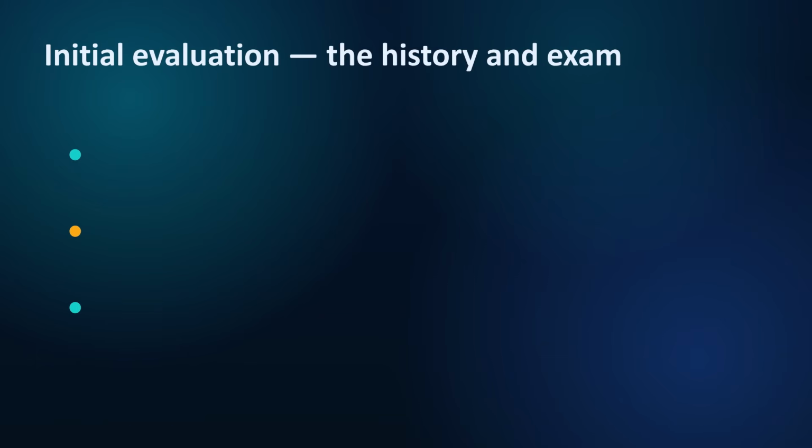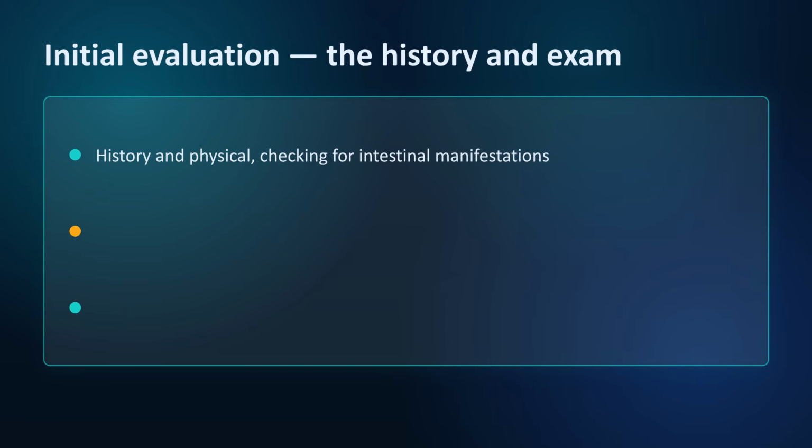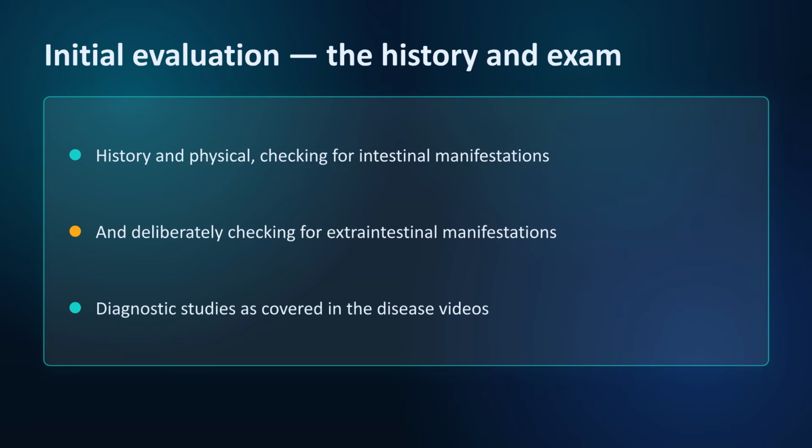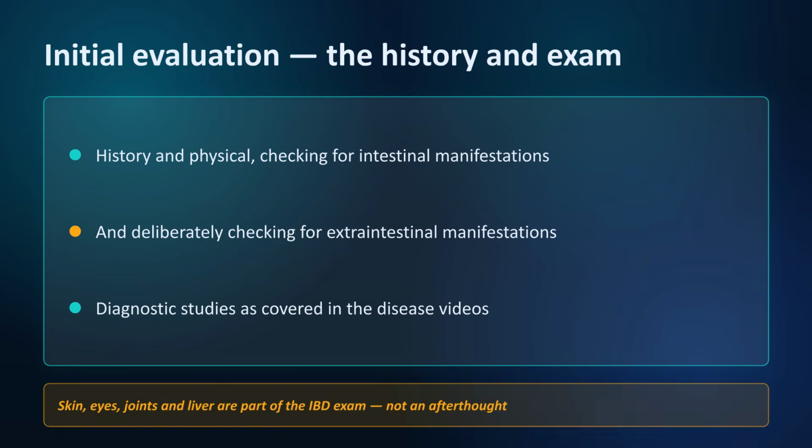Start with the initial evaluation, a history and physical examination. And you are deliberately checking two things: the intestinal manifestations and the extraintestinal manifestations. Then the diagnostic studies we covered in the disease videos. Here is the emphasis. The extraintestinal examination is part of an inflammatory bowel disease assessment, not an afterthought at the end of the visit. Look at the skin, the eyes, the joints, and check the liver panel. A patient whose only complaint is diarrhea may have uveitis you never asked about. And document what you found. The extraintestinal baseline matters when you judge response later.